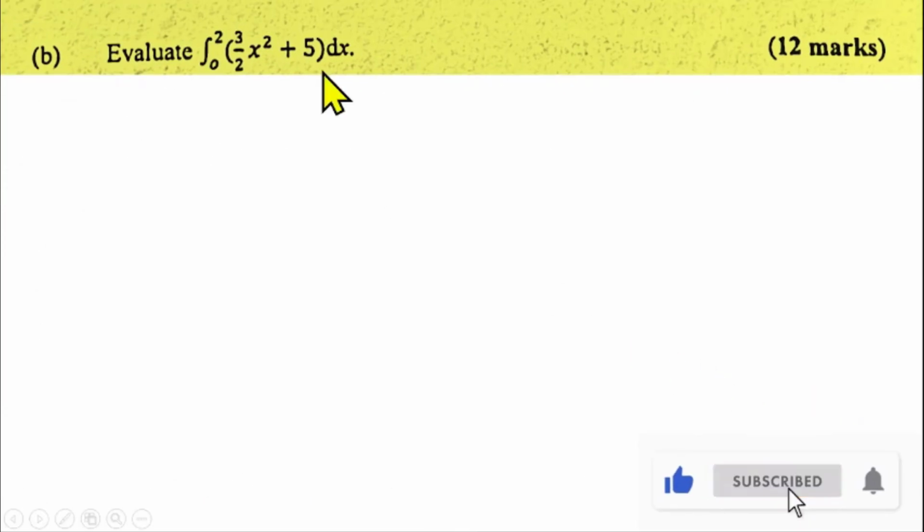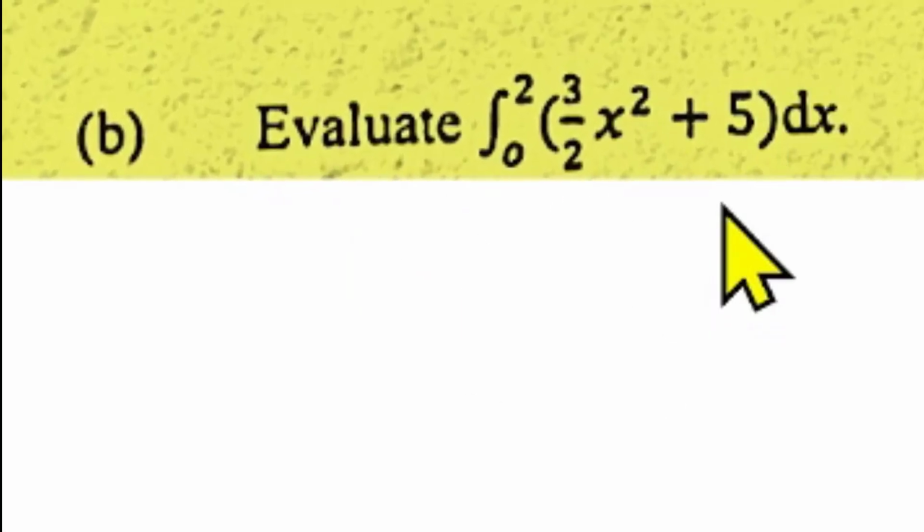Question number 9b is on integration. In this case, it is a definite integral. You have to integrate 3 over 2x squared plus 5, with the limits 2 to 0.